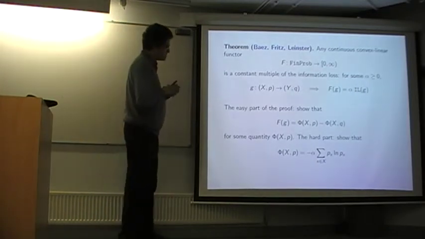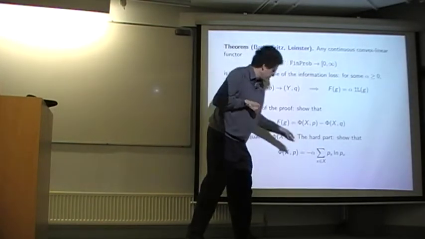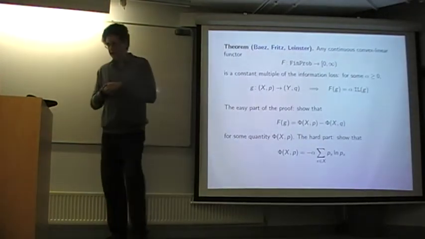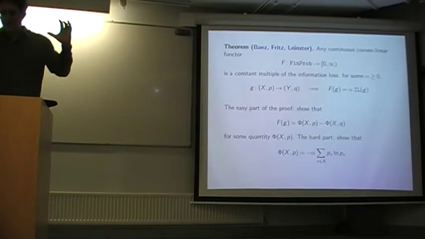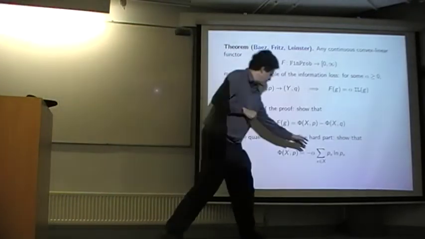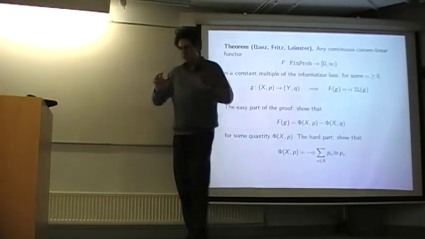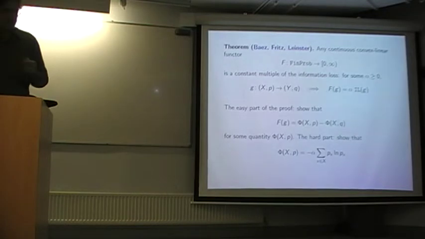And then the hard part is to show that that something, which I'm calling phi, really is the thing we know and love. And you get that by repeatedly using the axioms over and over again, and then using continuity to show that this formula holds not just for a dense set of probabilities, but for all of them. So I won't really give the proof, but you can just click on that blue thing and you'll get the proof.